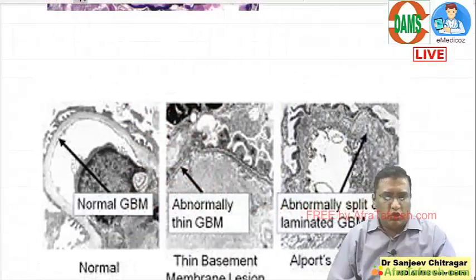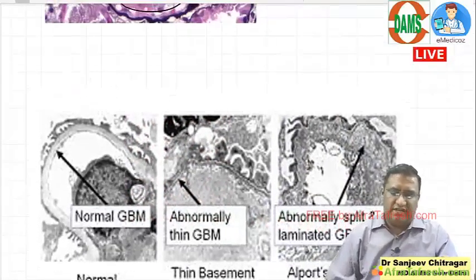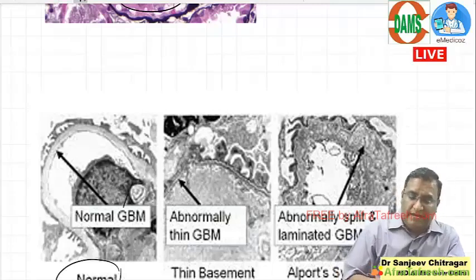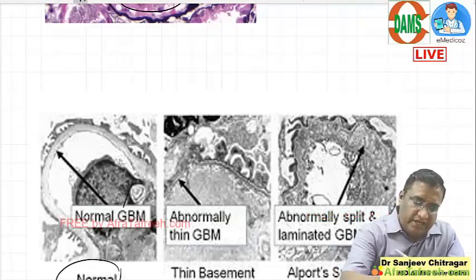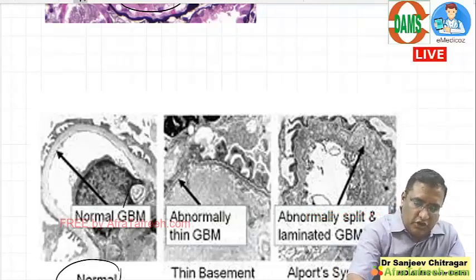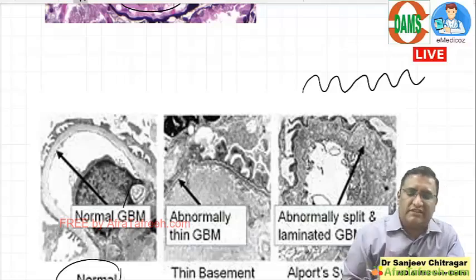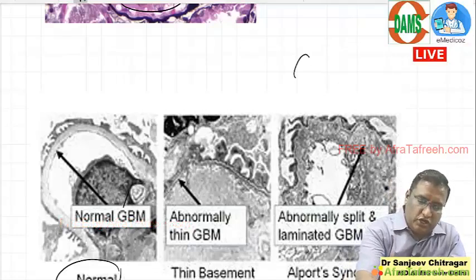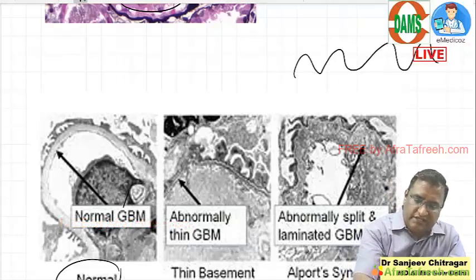Now, I am showing three diseases here. Look at these three diseases, important ones. One, a normal basement membrane, the glomerular basement membrane, a thin one, and more important is the basket wave appearance. How do you see basket wave appearance? Your basement membrane appears like this, alternately thick and thin. One is this basket wave appearance in your Alport syndrome, alternate thick and thin basement membrane.